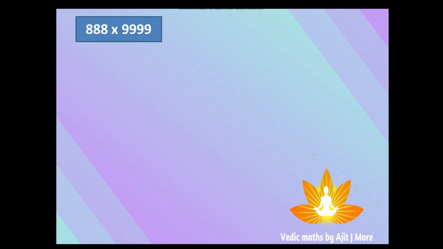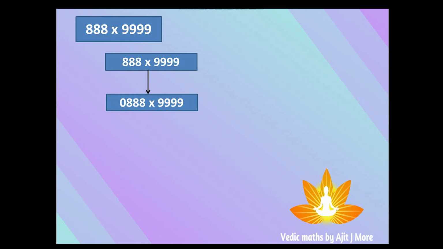Let's take one more example: 888 multiplied by 9999. What will be the first step? Prepend the multiplicand with zeros. The number of nines is 4, and therefore we have to prepend only one zero. After this, apply the same principle of case 1. Your answer is going to be in two parts. What will be the first part? 1 less than 888. What is 1 less than 888? It is 887.